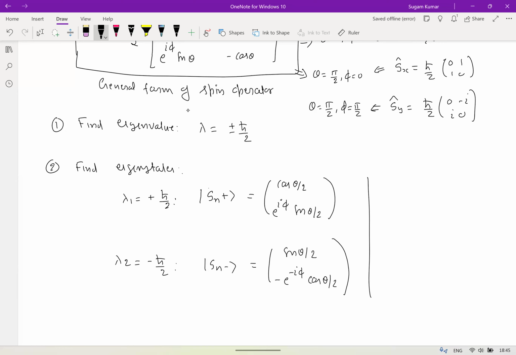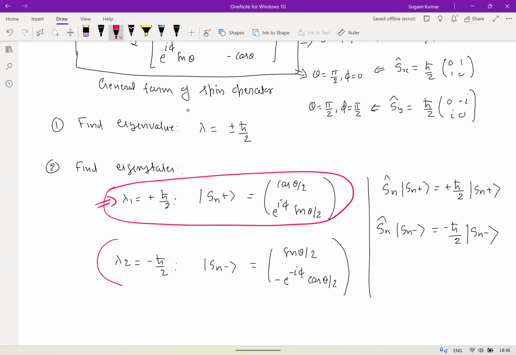This is such that given this Sn operator operates on Sn plus, you're going to get plus h cut by 2 times Sn plus. And when this operates on the second eigenstate, then you will get eigenvalue minus h cut by 2, and this is negative. So this is something you have to prove, all these equations. This is part of your assignment. You have to do it, and I will use it directly here for our purpose.